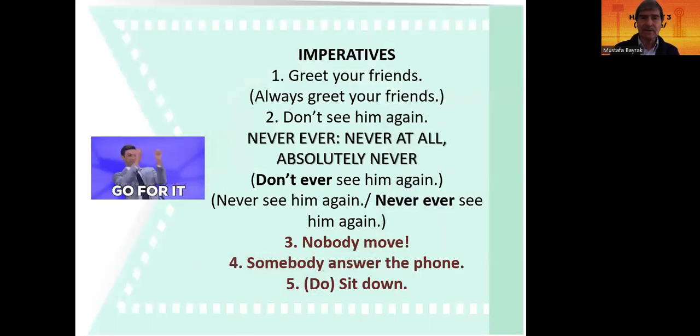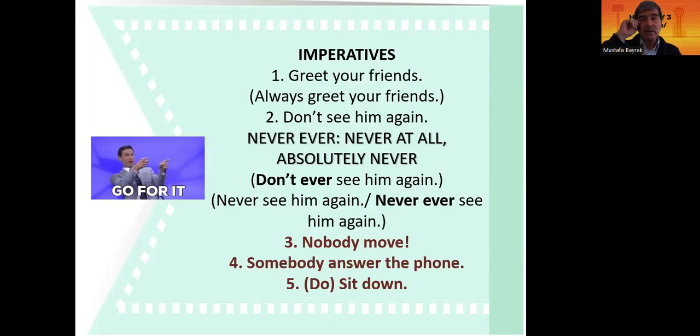Now, imperatives. Let's focus on imperatives. What does the gif say? Go for it. You can do it. Go for it. Yes, you have deserved it. Do it. Try it. Go for it.